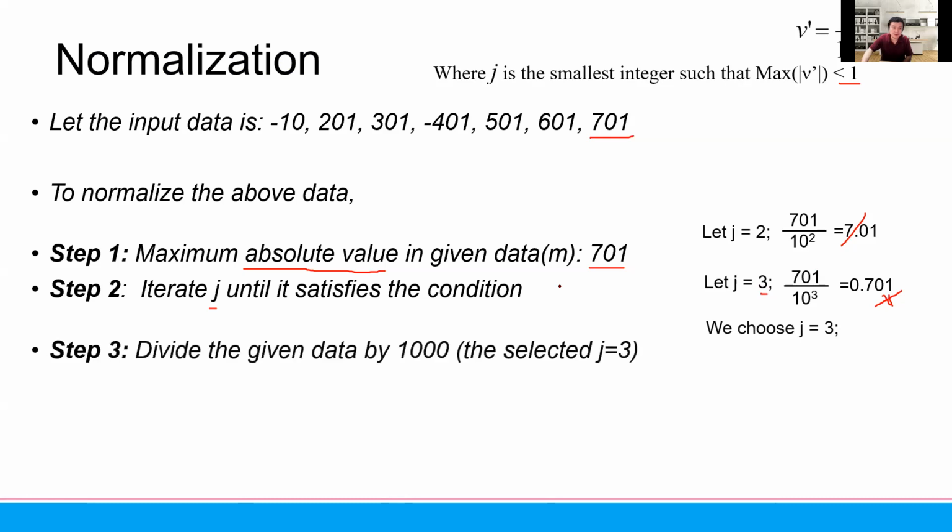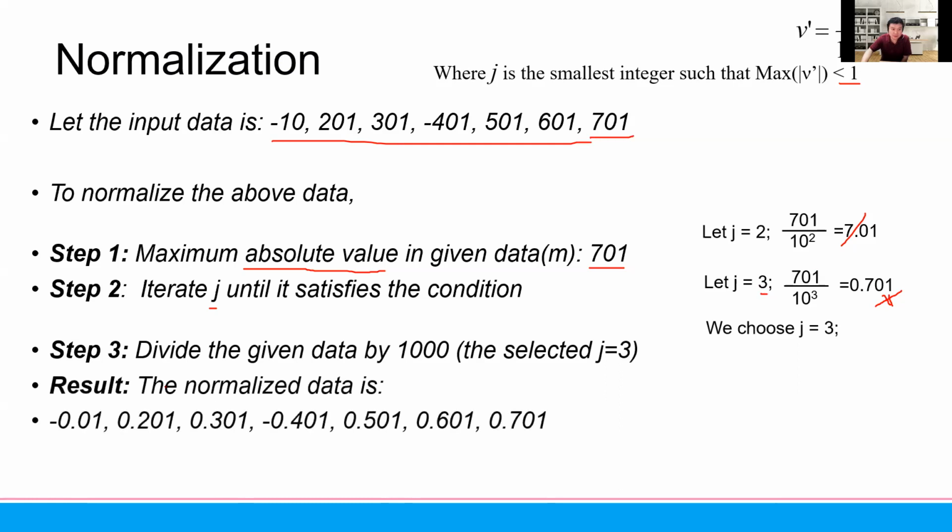And it will be the value to divide all the input data. So all the input data will be divided by 1000. The result of the normalization will be this value, because every value will be divided by 1000.